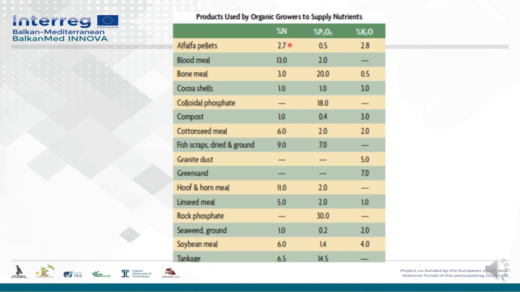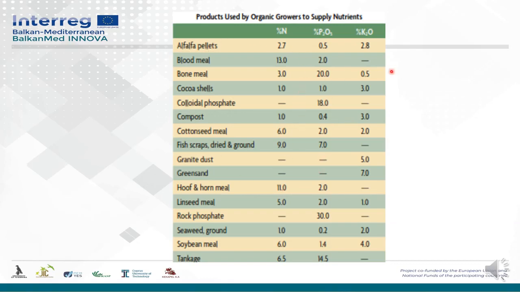This table shows now different products used by organic growers to supply nutrients. We have alfalfa pellets, blood meal, bone meal, cocoa shells, colloidal phosphate, compost, cottonseed meal, fish scraps dried and ground, granite dust, green sand, hoof and horn meal, linseed meal, rock phosphate, seaweed ground, soybean meal, and tincage.